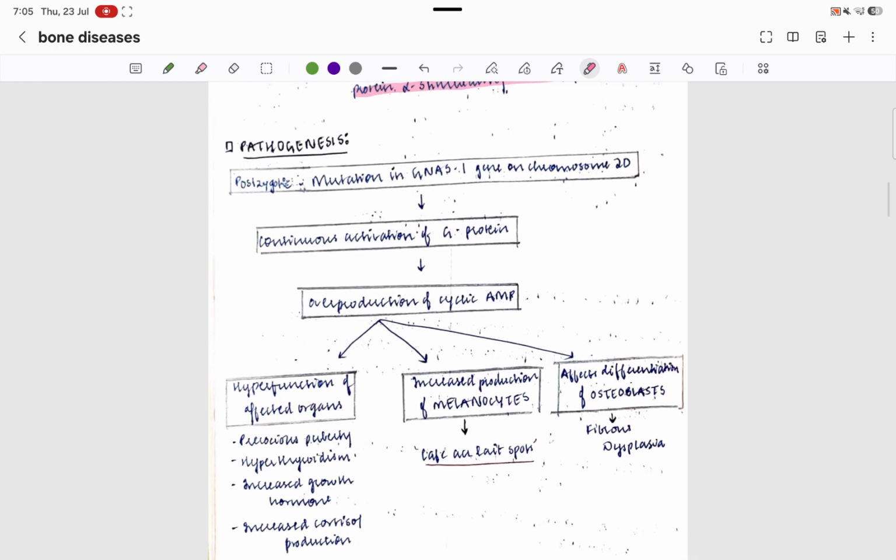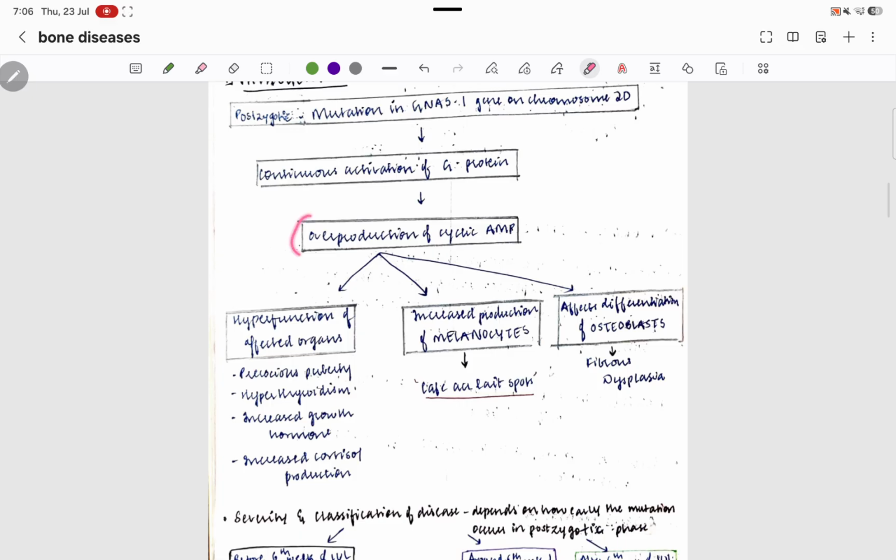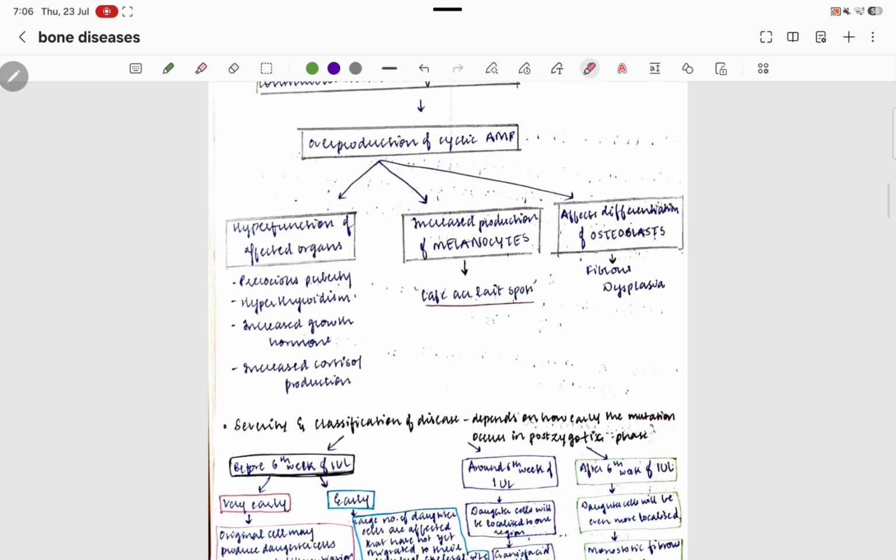Coming to the pathogenesis. It starts post-zygotic, that is, after the formation of a zygote. Mutation occurs in the GNAS gene on the chromosome, and it causes continuous activation of G protein. Overproduction of cyclic AMP occurs, because of which there is hyperfunction of affected organs, increased production of melanocytes, and it affects differentiation of osteoblasts. When this differentiation is defective, it causes fibrous dysplasia.